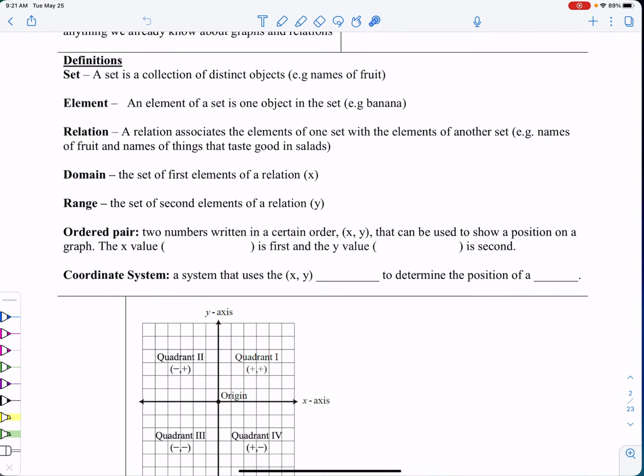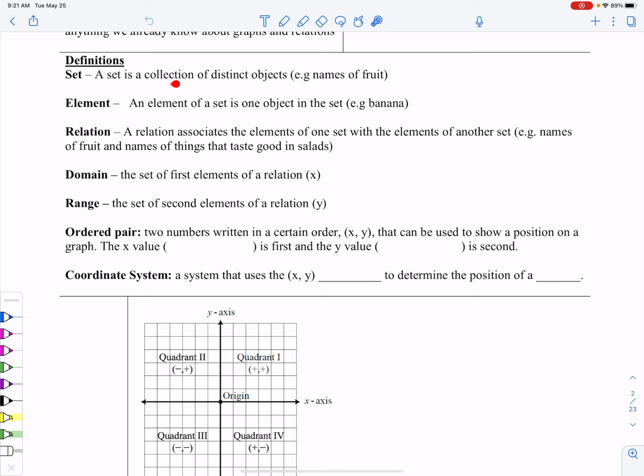Some definitions. We have a set, which is a collection of distinct objects. So for example, you could list the names of several fruits. That would be a collection of objects, which would be a set. Then we have an element, which is one object in the set. So for your fruits, you might have banana. That would be one element.